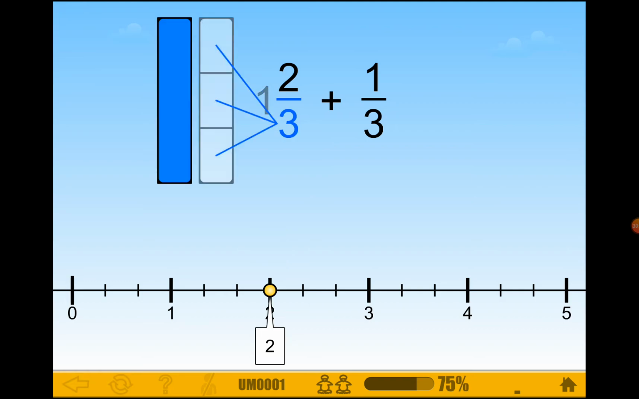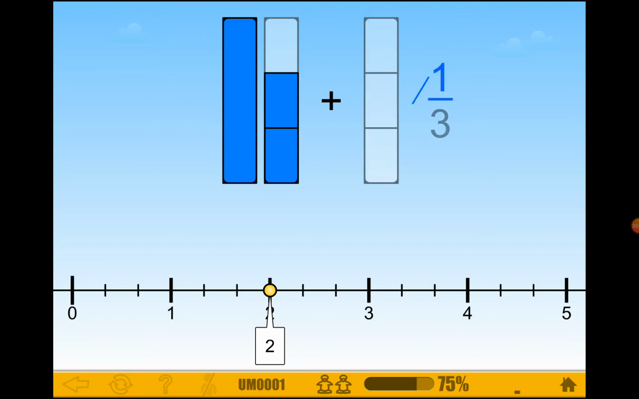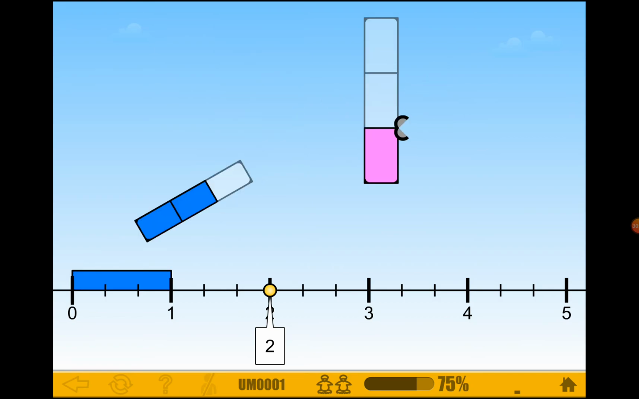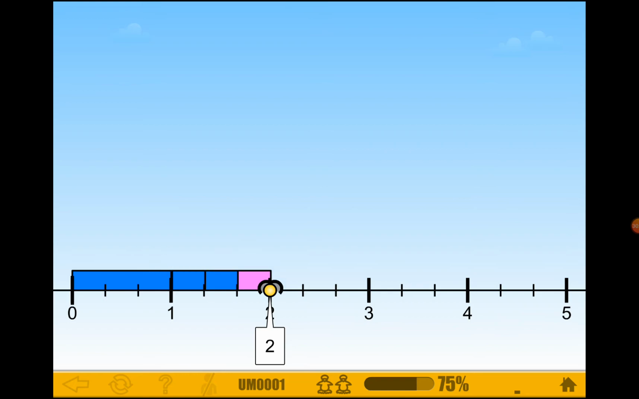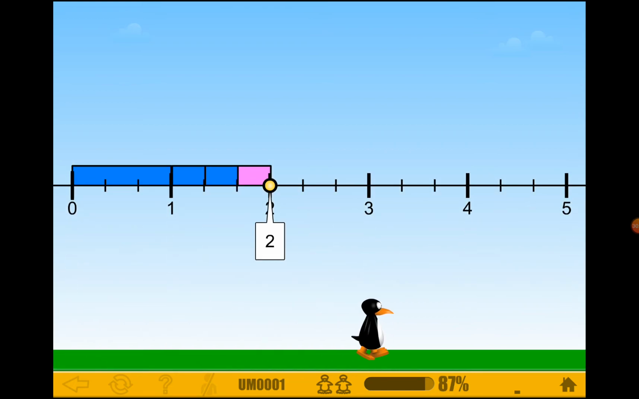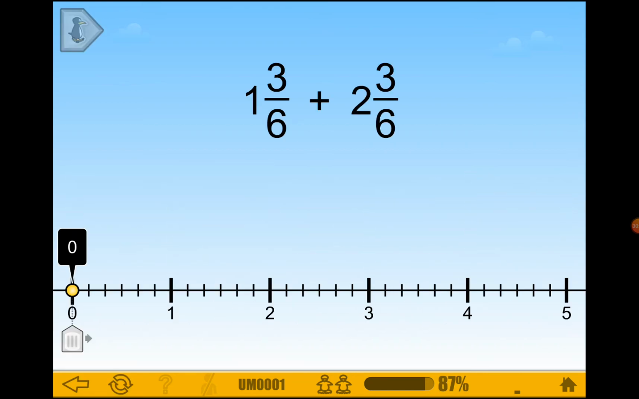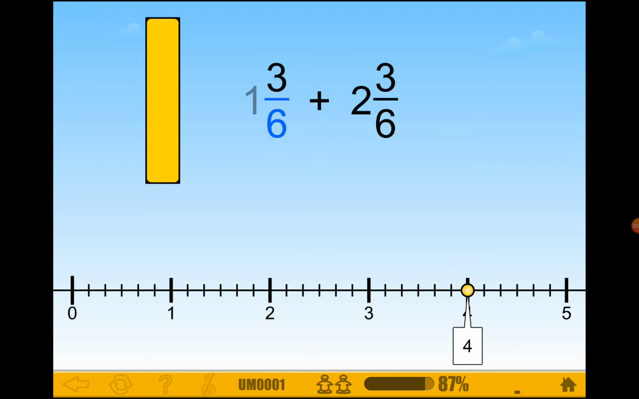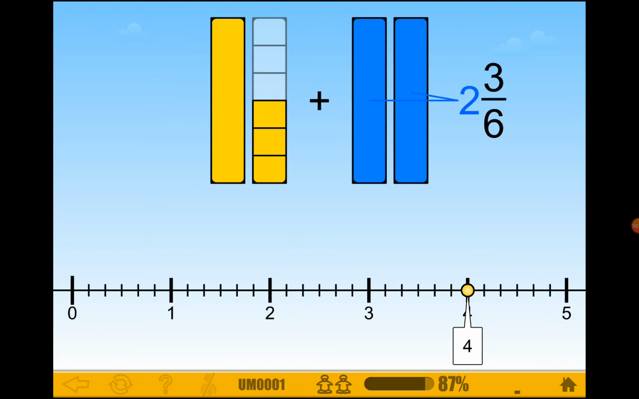Nice. Yep, so two. Blue, blue, blue, pink. Okay, anyways. Okay, so I want one, three, that means three. No, four. That means four. Oh, four. Again. Okay. Four. Nice. So now, what's next?